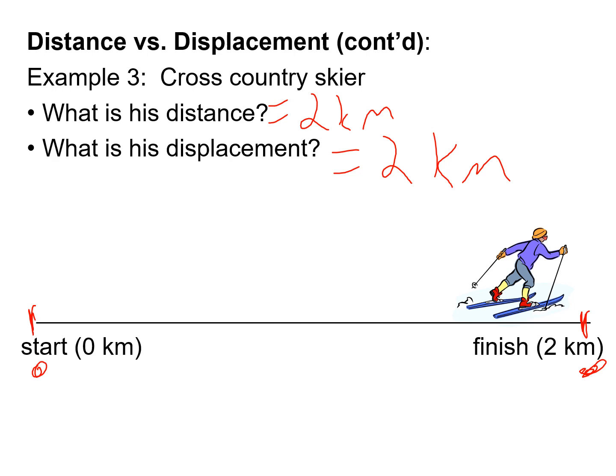So distance can be greater than displacement. Displacement can be equal to distance, but displacement is never greater than distance. And distance is a scalar quantity. Displacement is a vector quantity.